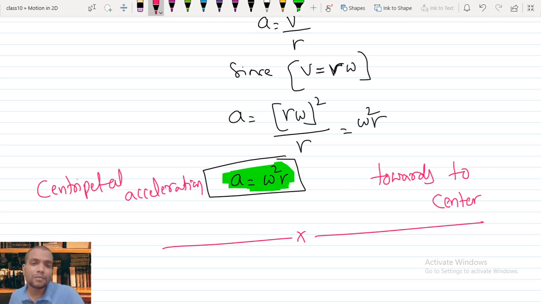This mathematical derivation does not carry that much weightage, but you should remember the formula. Whether you practice the derivation or not, it doesn't matter. But when it comes to the formula, we can use it all of a sudden as the centripetal acceleration. So this is all about centripetal acceleration.